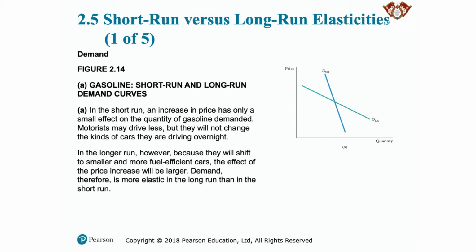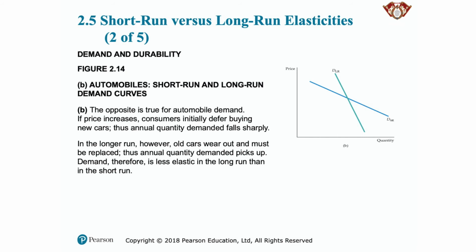The demand, therefore, is more elastic in the long run than in the short run. That is the usual case. Long-run elasticity is larger than short-run elasticity. Okay? Long-run elasticity is greater than short-run elasticity in the demand, usually in absolute terms. But in the case of demand for durable goods, short-run elasticity is larger than long-run elasticity, the opposite of the usual case. So look at this.